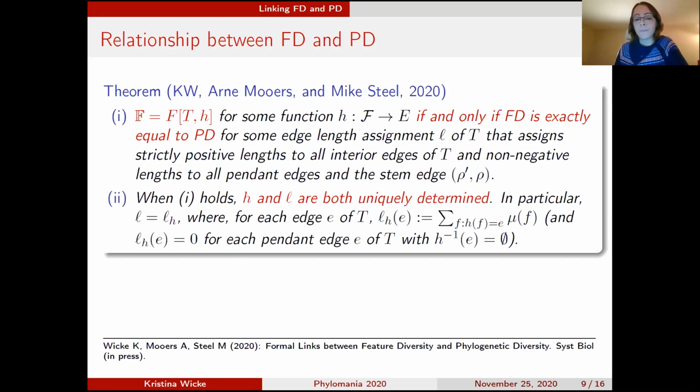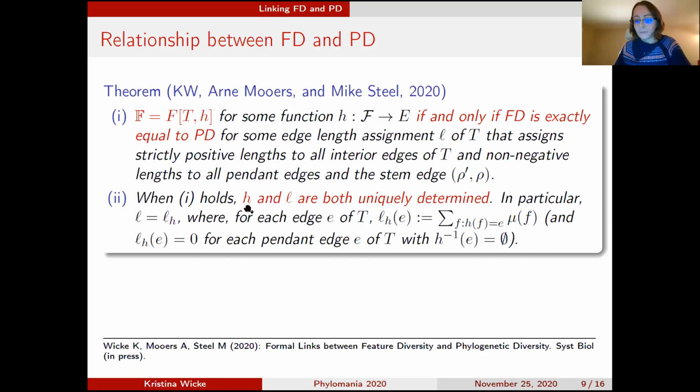So this theorem basically gives two reasons why empirically or in practice, feature diversity and phylogenetic diversity might disagree. The first reason is that the underlying feature set or feature assignment simply cannot be explained by that model. And in this case, we can't make phylogenetic diversity and feature diversity coincide exactly. So that's one reason. And even if it can, then the edge lengths still have to be carefully chosen. If we don't choose them in that way, then phylogenetic diversity and feature diversity might again disagree.